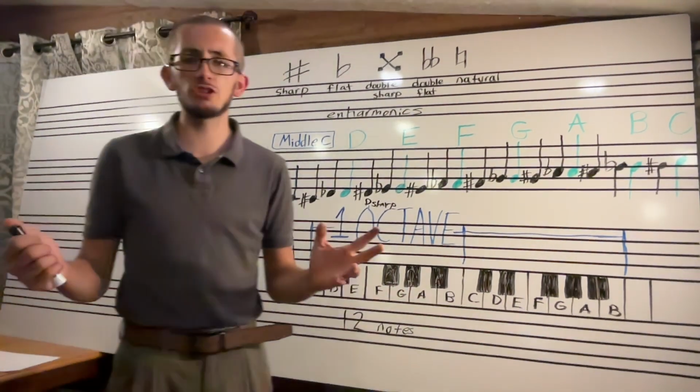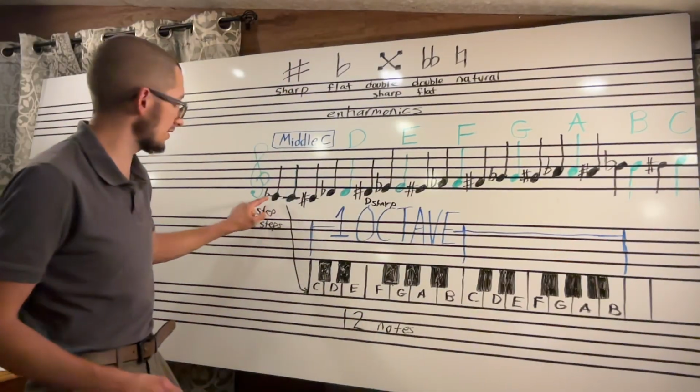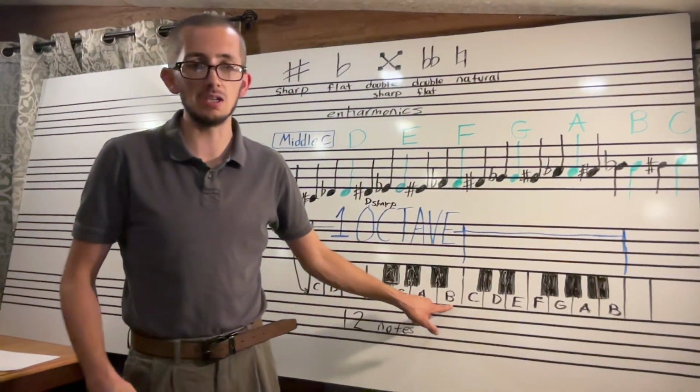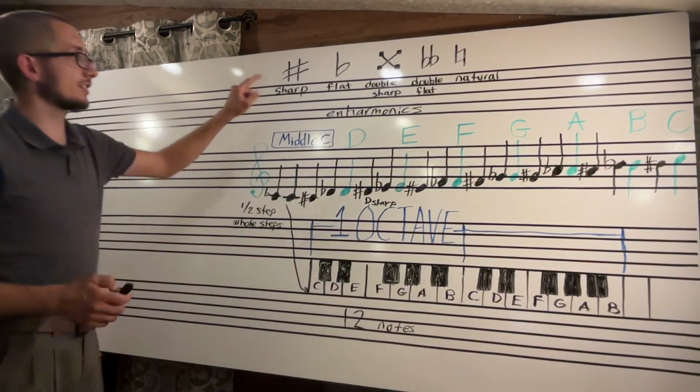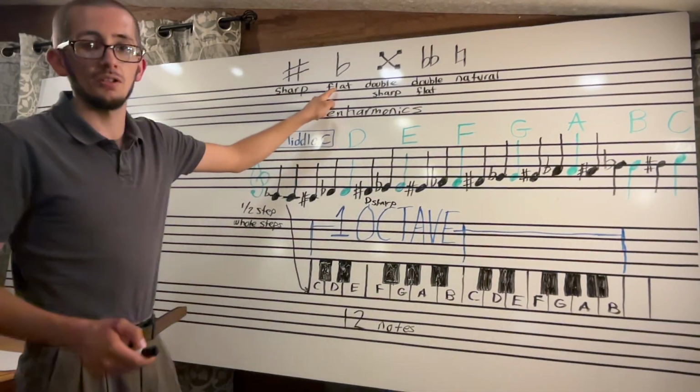You're like, why wouldn't we just say B then? Why do we have C flat if it's just a B? We'll talk about that when we go to writing scales. All right, so that takes care of sharps and flats.